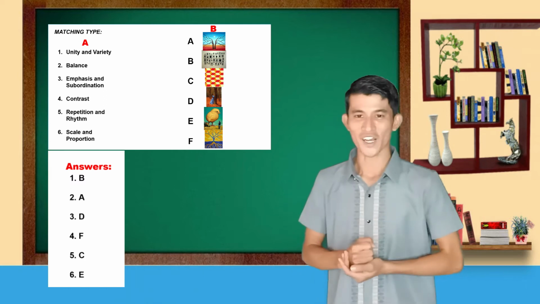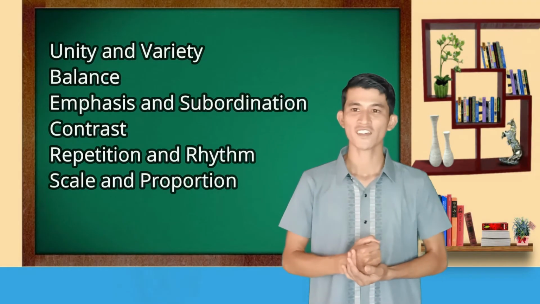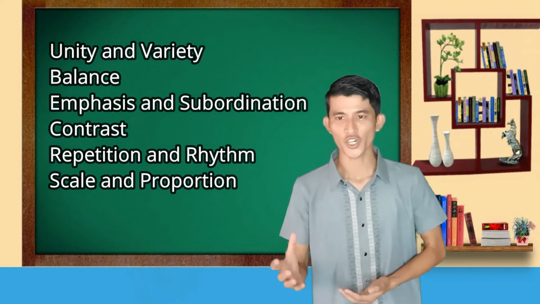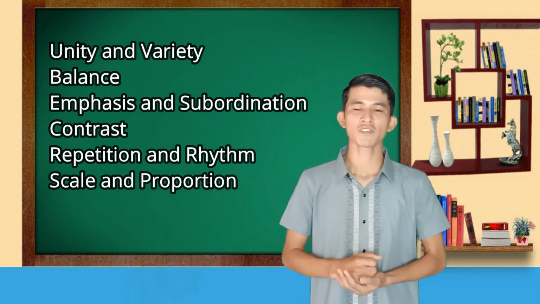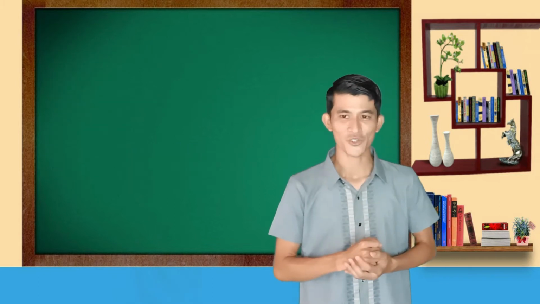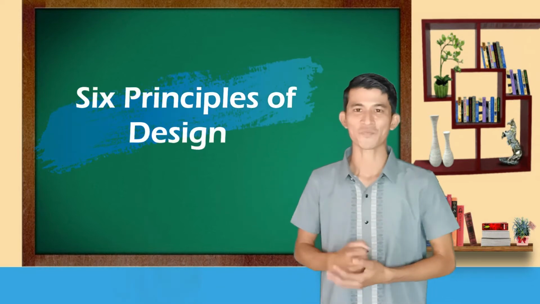Wow, you got it, class. I'm impressed. So what are those pictures all about? Anyone? Yes, correct. What comes into your mind when you hear the words unity and variety, balance, emphasis and subordination, contrast, repetition and rhythm, and scale and proportion? Very good. That's correct. These are the 6 principles of design.